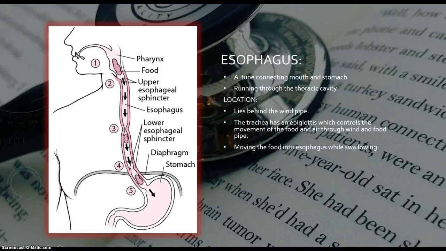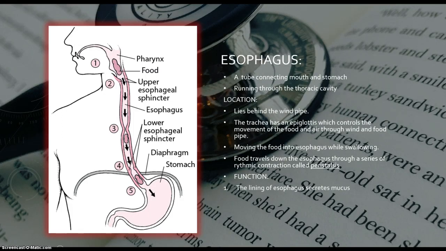The esophagus helps in moving the food down while swallowing. The food going down through the esophagus goes through a rhythmic contraction and relaxation of the muscles, and it is known as peristalsis. This peristalsis movement helps in the contraction and relaxation of the esophagus, which results in the movement of the food down from the mouth to the stomach.